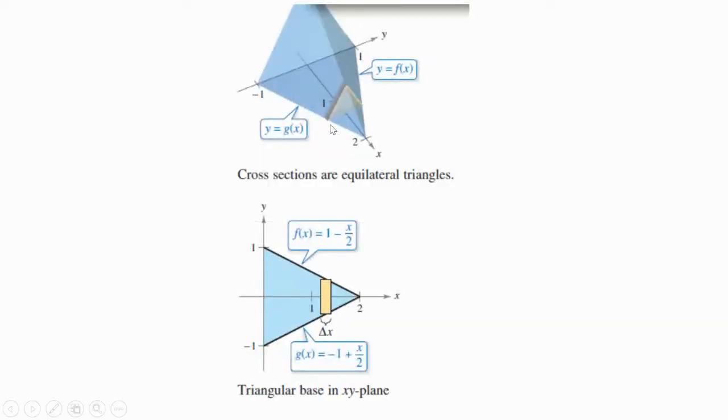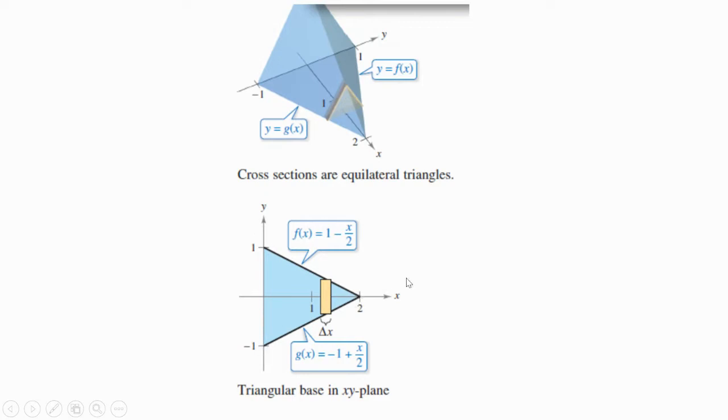So you see, here is the equilateral triangle. And this equilateral triangle is different from this equilateral triangle. It's different from this equilateral triangle. But they're all equilateral triangles because the cross sections are equilateral triangles. And let's look at what these actually look like. So the cross sections are equilateral triangles. But here is what f of x is. Here's what g of x is.